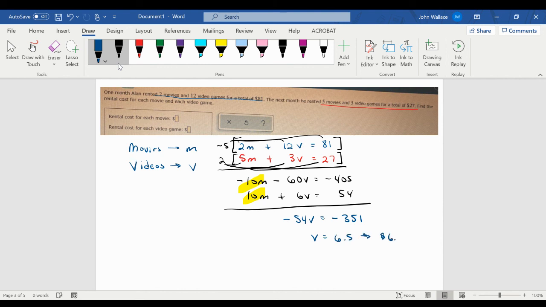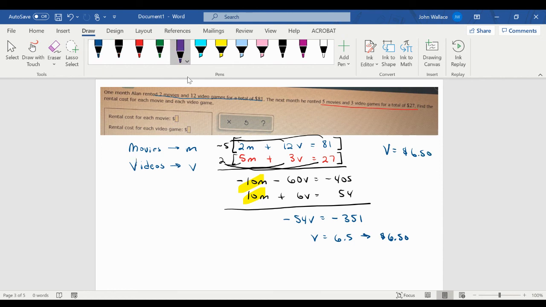And that means $6.50. So what we're looking at here again, v for every video game, it's going to cost $6.50.